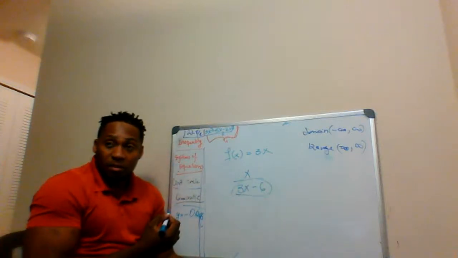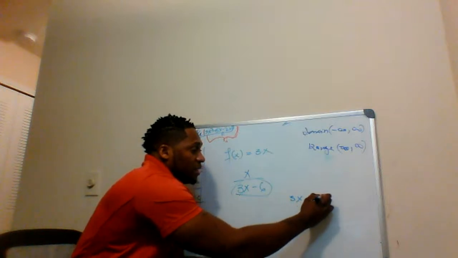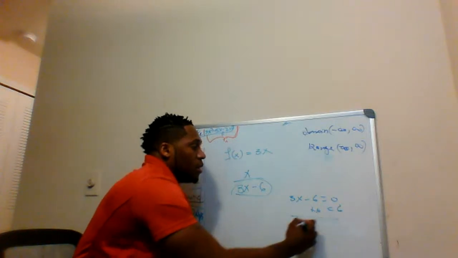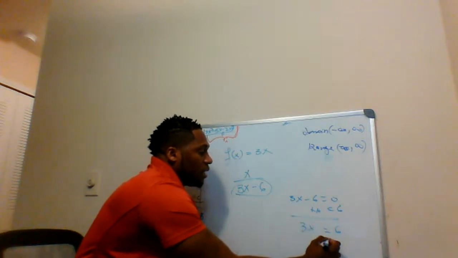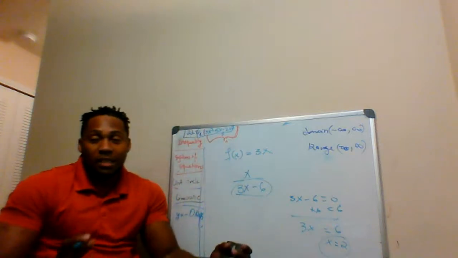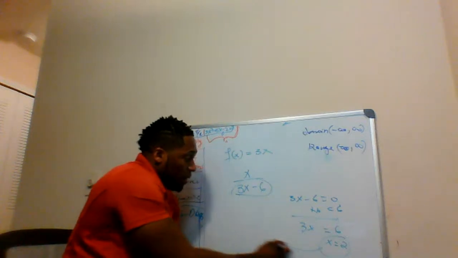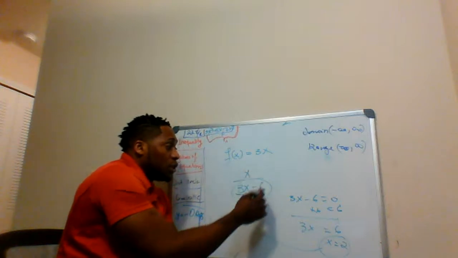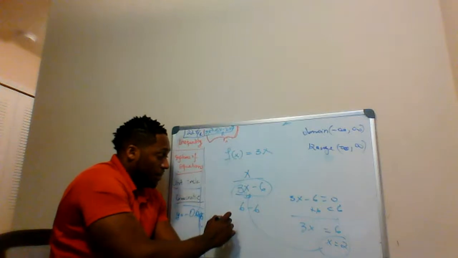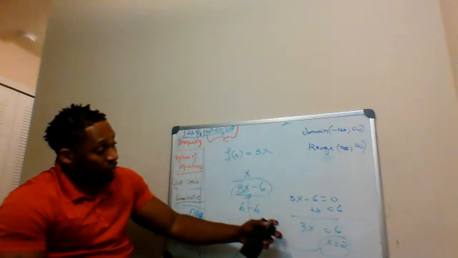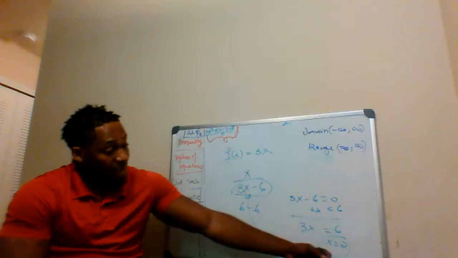I set that equal to 0. So 3x minus 6 is equal to 0. That means you add 6 to both sides. 3x is equal to 6. That means x is equal to 6 divided by 3, which is 2. That's it, x is equal to 2. If I plug this 2 in, 3 times 2 is 6, and 6 minus 6 is 0. It doesn't even matter what x is, I'm going to have something over 0, so that doesn't exist. This function is undefined at x equal to 2.